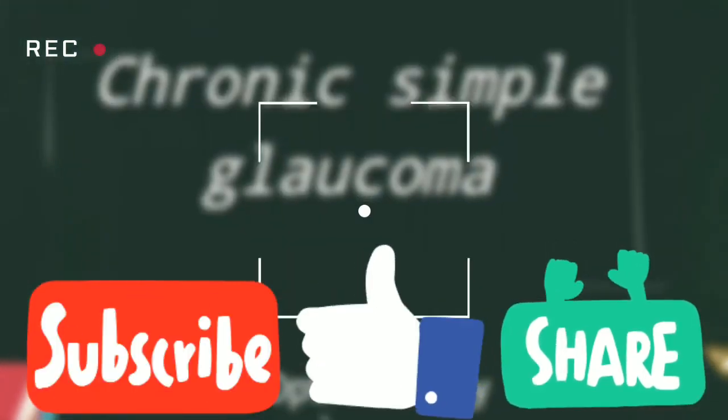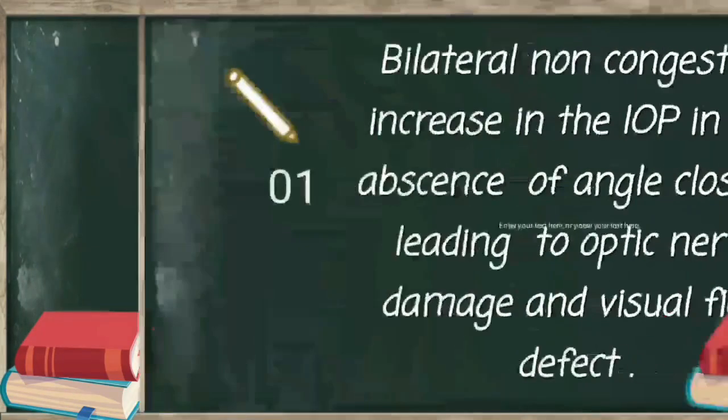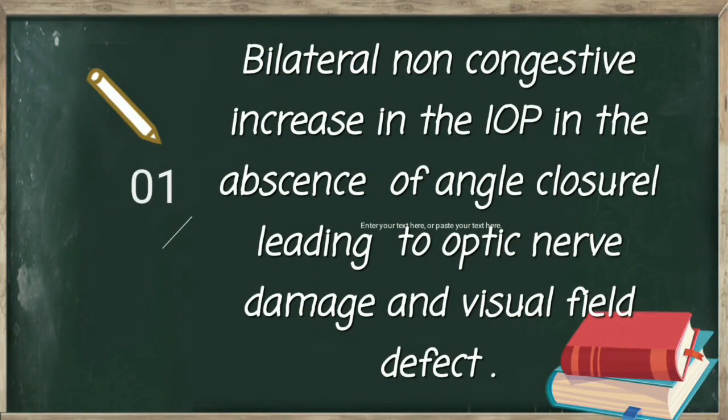Chronic simple glaucoma, or open-angle glaucoma, is a condition in which there is a bilateral non-congestive increase in the intraocular pressure in the absence of angle closure, leading to optic nerve damage and visual field defect. From the definition, this condition is not associated with a closed angle; the angle is open. This is the first one. The second thing is that the pressure is slowly progressive. It is not congestive like in cases of closed-angle glaucoma.